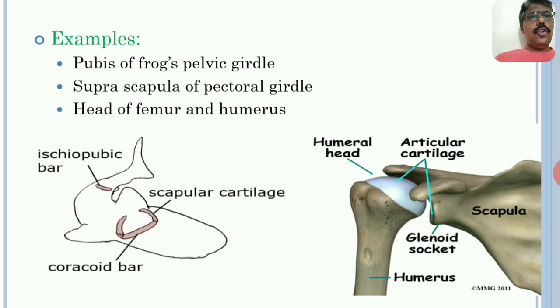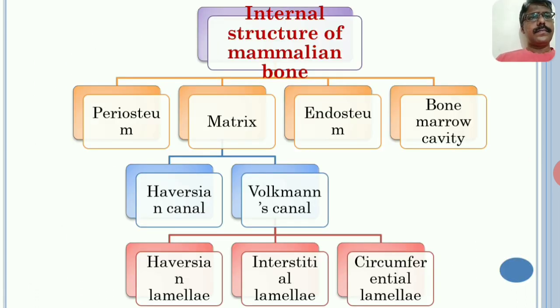Examples: pubis of frog's pelvic girdle, suprascapula of pectoral girdle, and head of femur and humerus. Internal structure of mammalian bone: periosteum, matrix, endosteum, and bone marrow cavity. Matrix is divided into Haversian canal, Volkmann's canal, Haversian lamellae, interstitial lamellae, and circumferential lamellae.